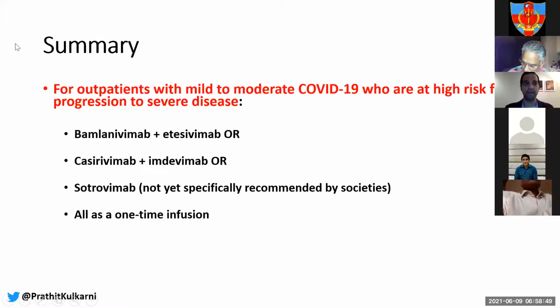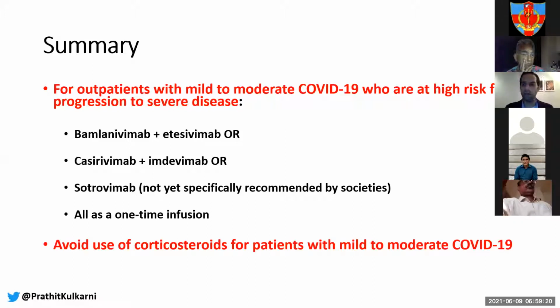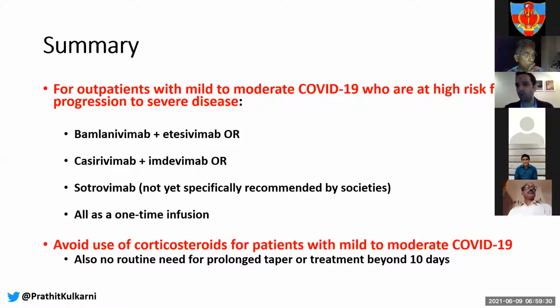So in summary, for outpatients with mild to moderate COVID-19 who are at high risk for progressing to severe disease, the options for treatment are any of the monoclonal antibodies, all as a one-time infusion. Again, only for patients who have mild to moderate disease at home, and only for patients who are at high risk for progressing to severe disease, either because they're older or they have medical comorbidities. Also, avoid the use of corticosteroids for patients with mild to moderate COVID-19 at home. There's also no routine need for a prolonged taper or treatment beyond 10 days.